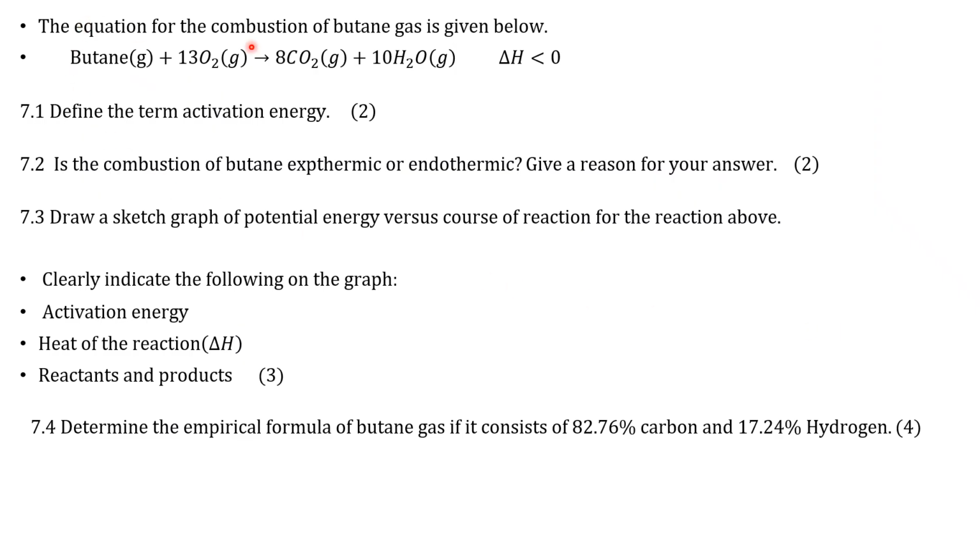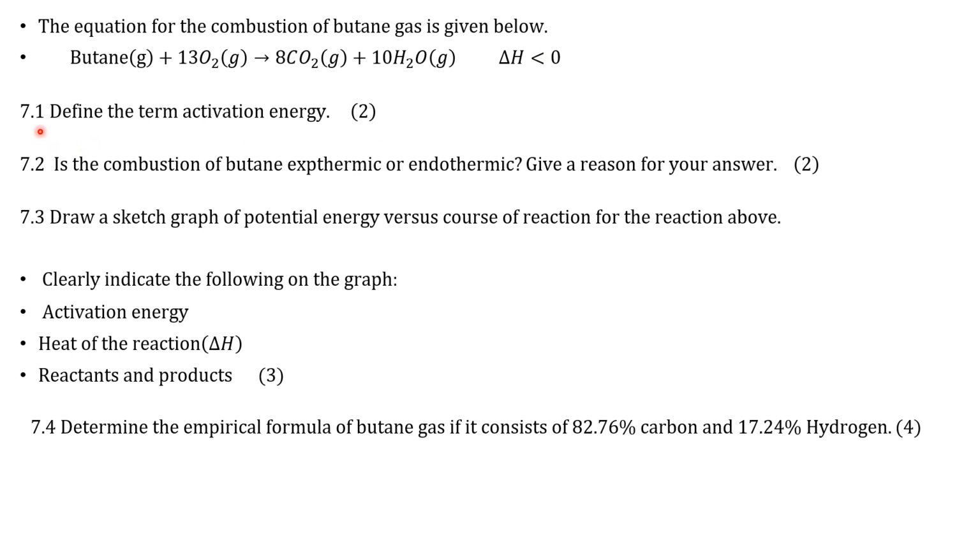Right, so the equation for the combustion of butane gas is given below. So combustion, and most of the time we react with oxygen. So when we make a fire outside, we need oxygen for combustion. So butane gas reacts with oxygen to form always carbon dioxide and water. Right, for next year, grade 12, you need to know any combustion reaction with an organic compound will always form a product of carbon dioxide and water. Delta H is less than 0, so they should know it's exothermic.